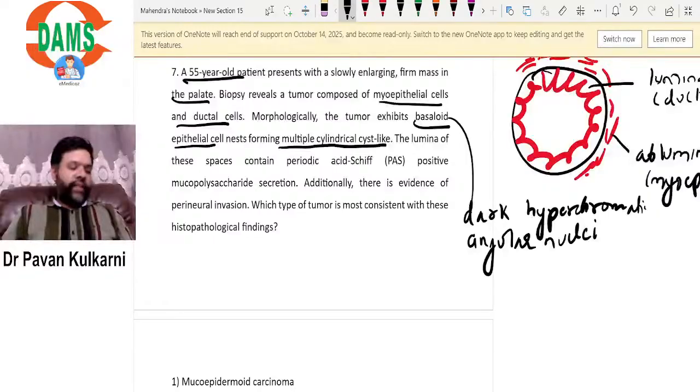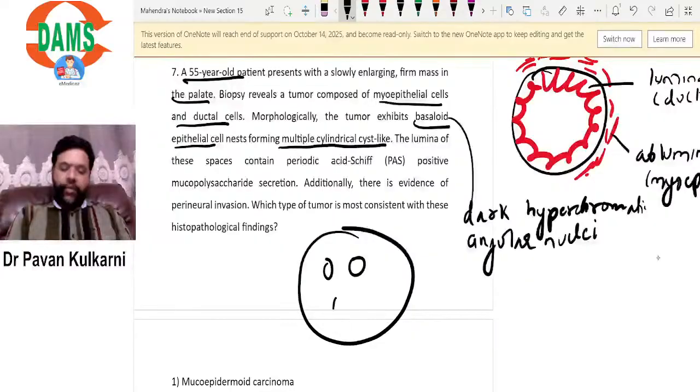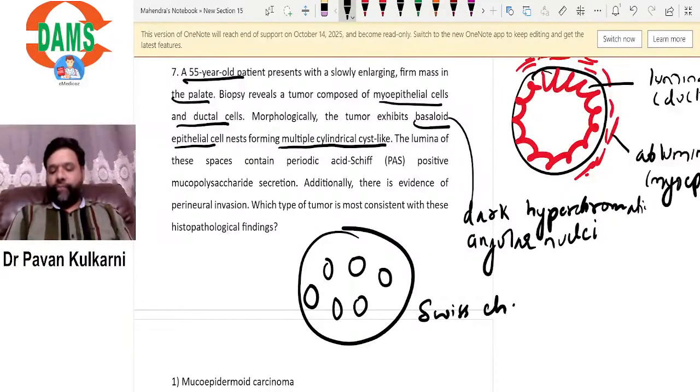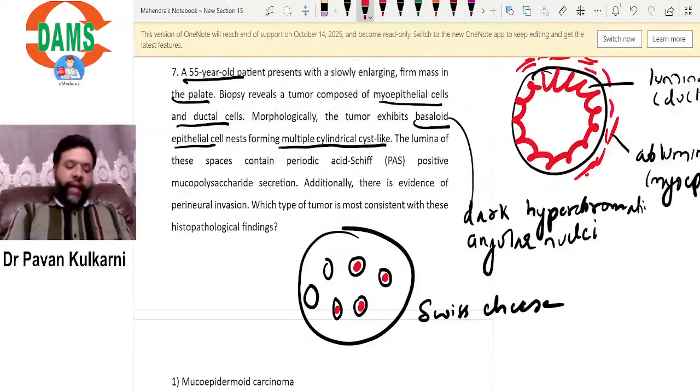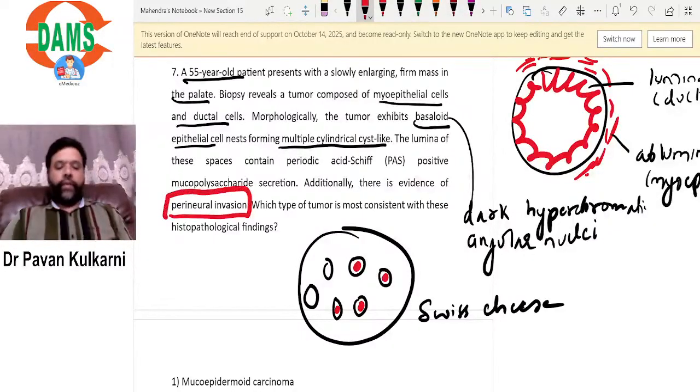That means it is forming cylindrical cyst-like spaces. This is one cyst, this is inside. It has multiple small cylindrical cyst-like spaces, which is called the Swiss cheese pattern. The lumina contains periodic acid Schiff positive mucopolysaccharide secretion. So this lumina will contain PAS positive secretions. Additionally, there is evidence of perineural invasion. Which tumor is most consistent with these histological findings?